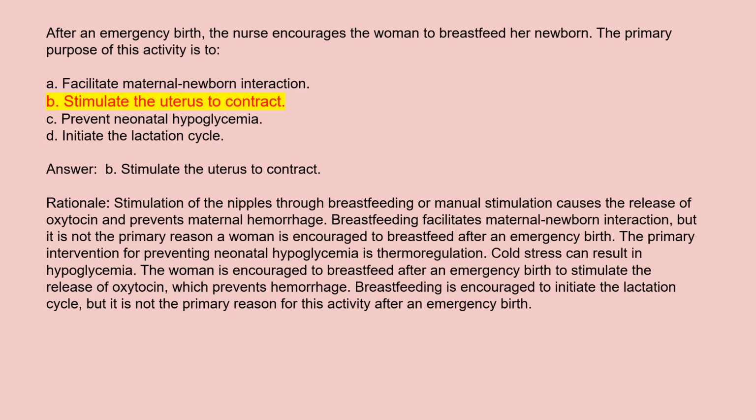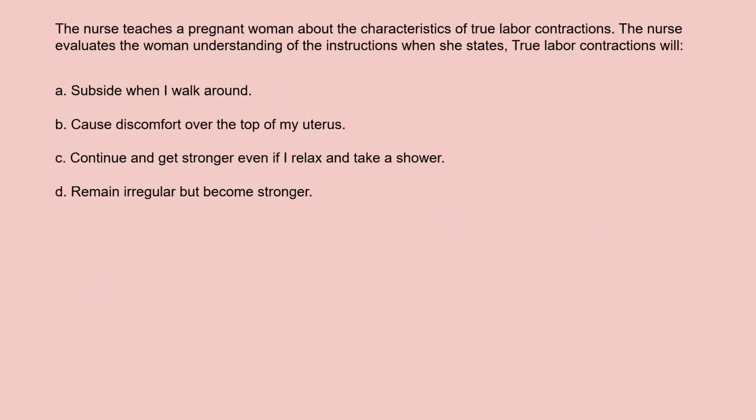The woman is encouraged to breastfeed after an emergency birth to stimulate the release of oxytocin, which prevents hemorrhage. Breastfeeding is encouraged to initiate the lactation cycle, but it is not the primary reason for this activity after an emergency birth. The nurse teaches a pregnant woman about the characteristics of true labor contractions.